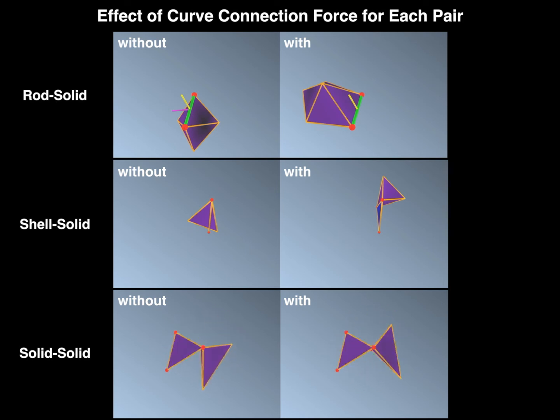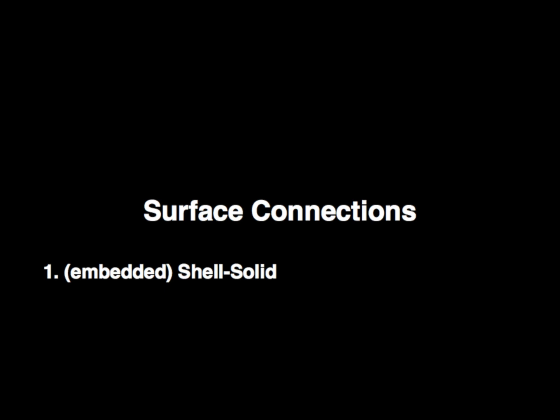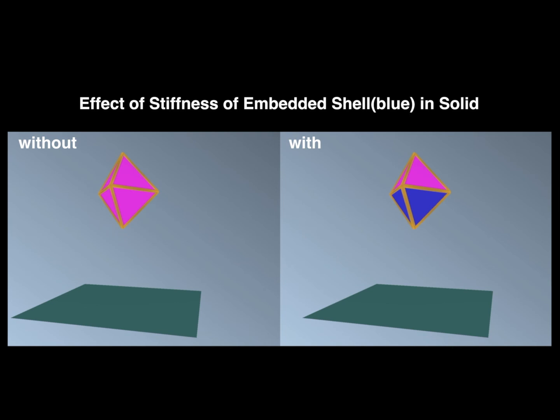Finally, the simplest type is a surface connection. The only possible example is a shell embedded into a solid.